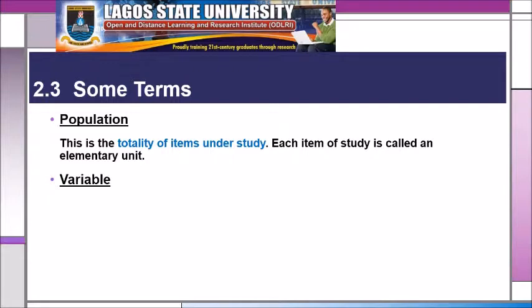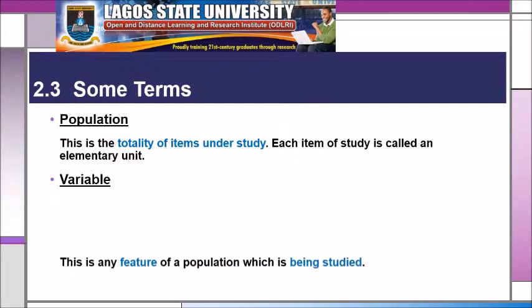It can also be population of any study. So for instance, we may also be looking at the population of some firms, companies, organizations. So the organizations may also be within a particular industry or within a particular location. So the totality of all the units within that study is what we call the population of the study.